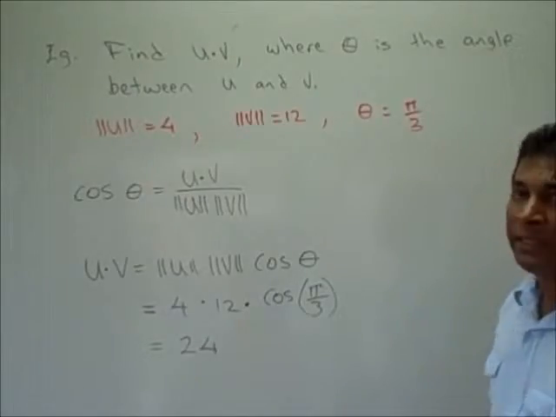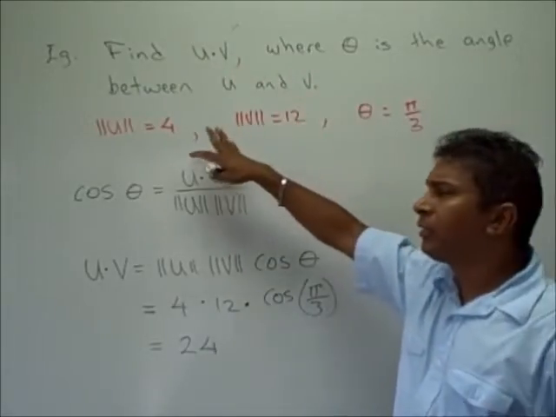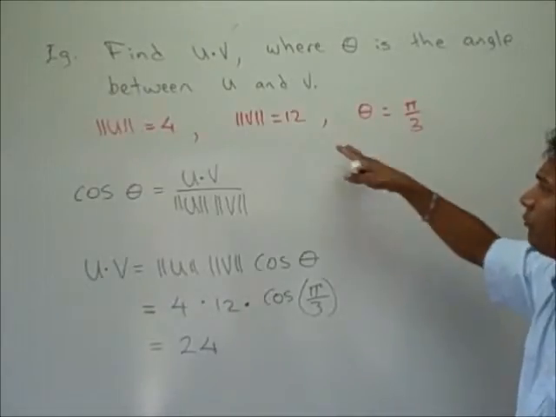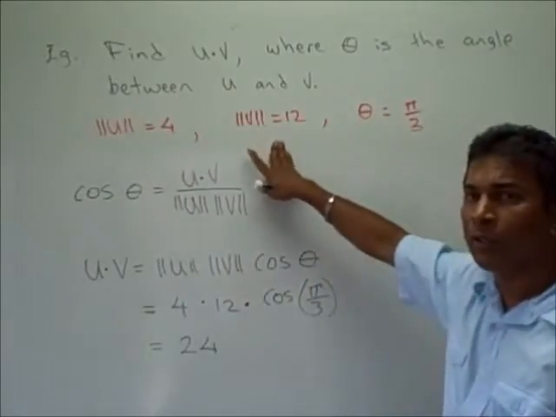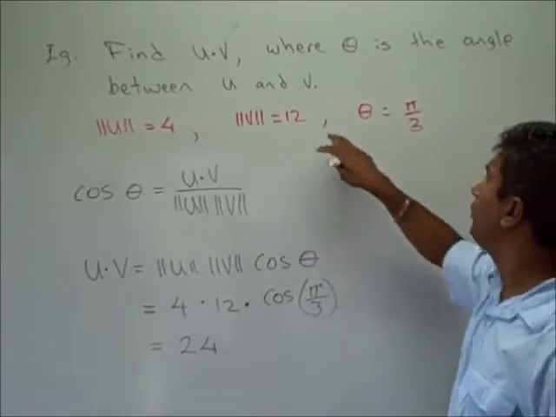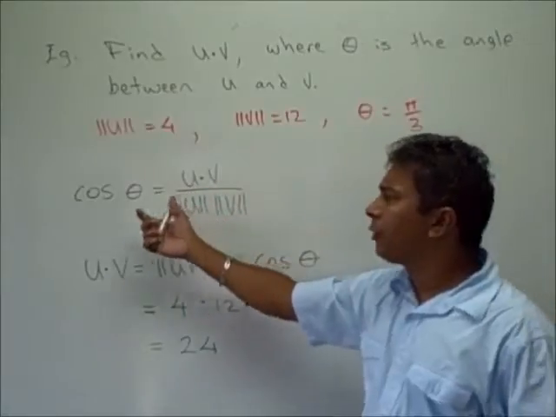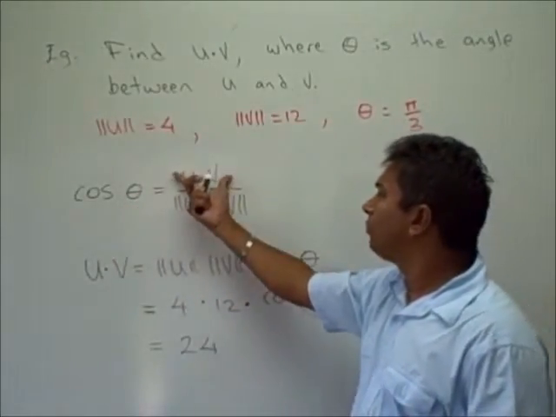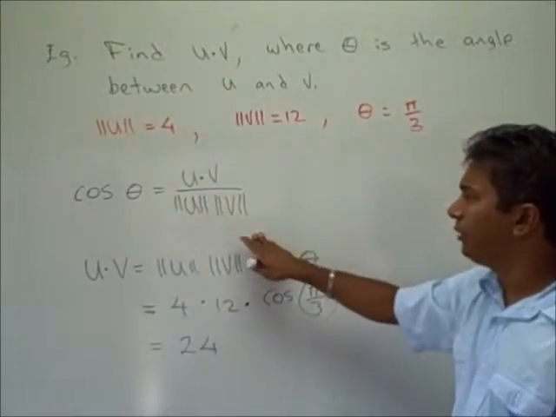In this example, we're being asked to find the dot product of u times v given the magnitude of both u and v and the angle theta between the two vectors. So the magnitude of u is equal to 4 and the magnitude of v is equal to 12. The angle theta between the two vectors u and v is equal to pi over 3. We know from our formula that cosine of the angle theta between the two vectors is equal to the dot product divided by the magnitude of u times the magnitude of v.